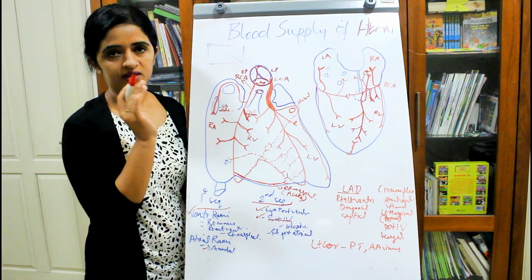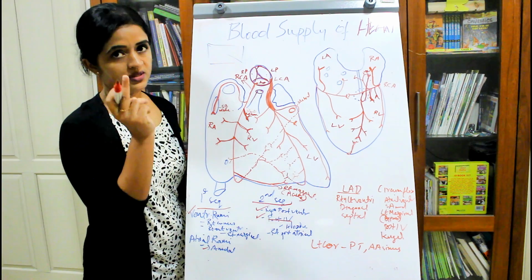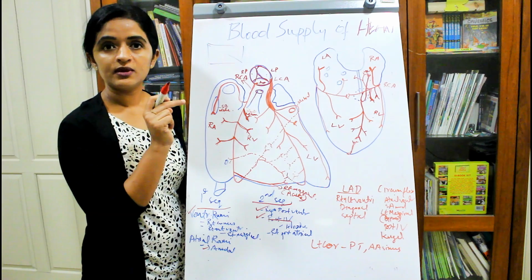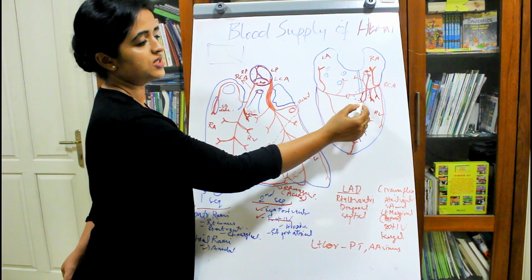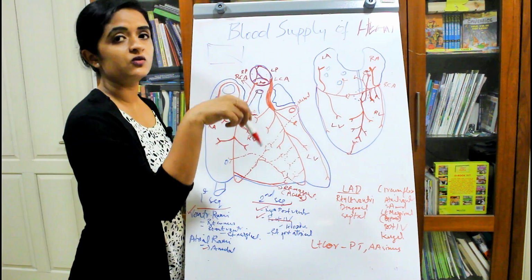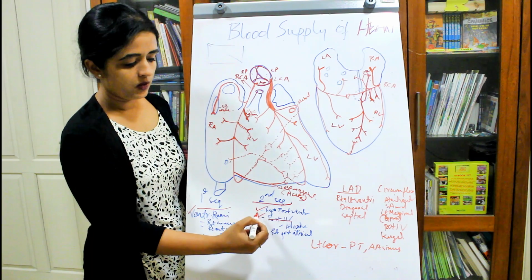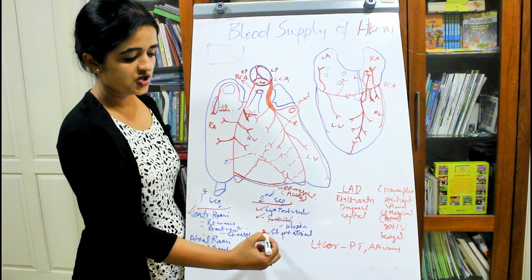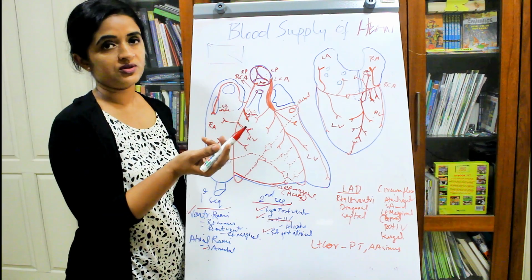So SA node is getting its supply from the right coronary in the anterior aspect, whereas the AV node is getting its supply again from the right coronary artery, but from the second segment. So second segment means the posterior interventricular branch. So the first branch of the posterior interventricular branch is having a reverse looping in order to supply the AV node.